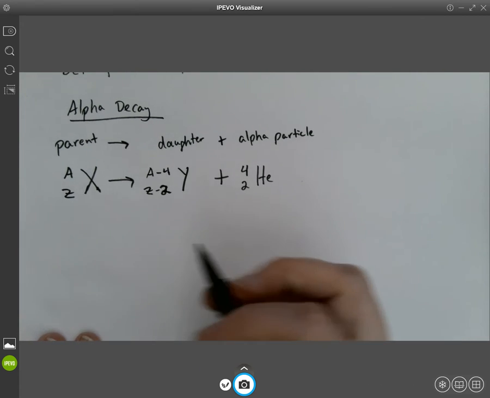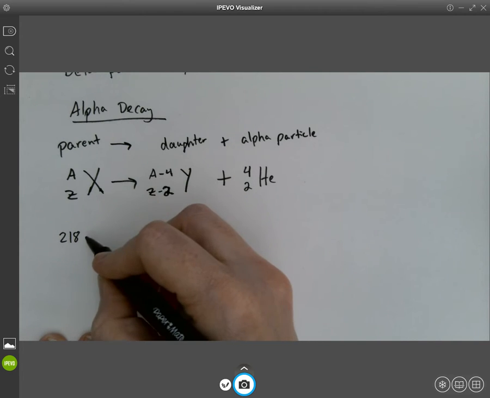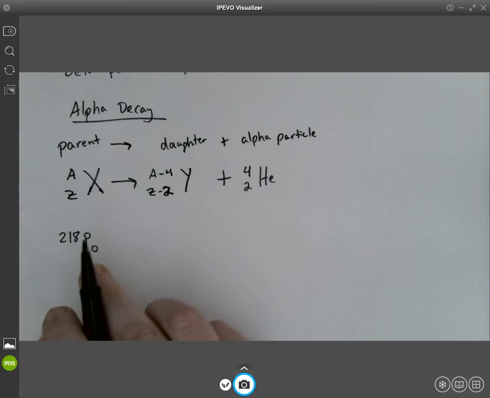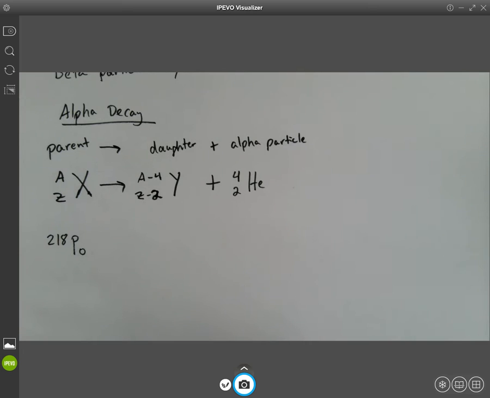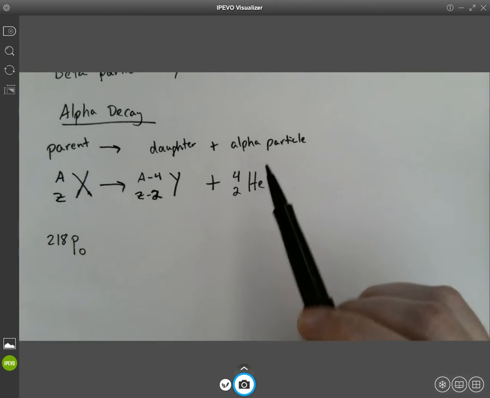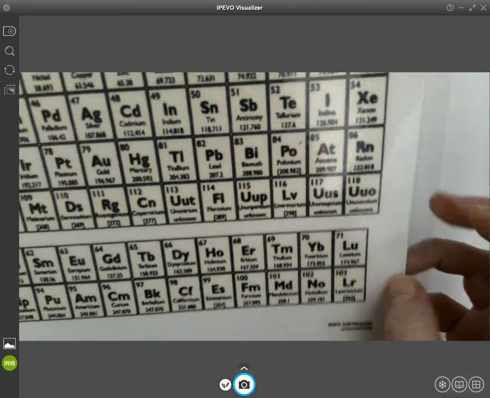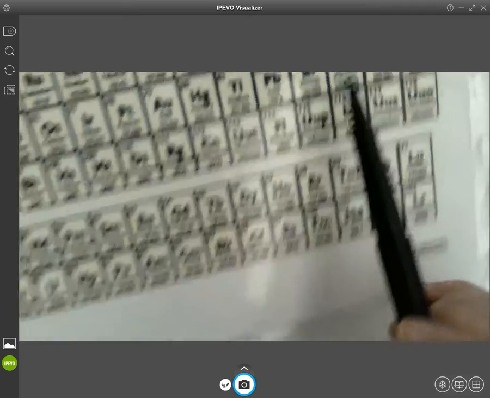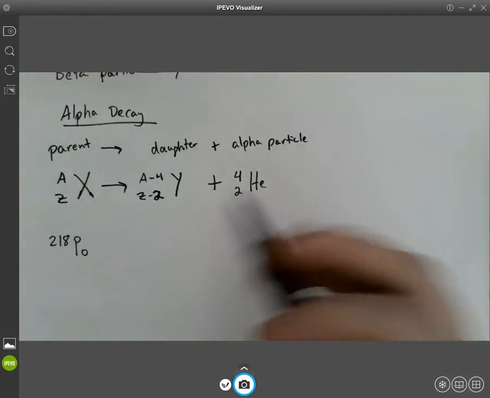We have polonium 218. So we have an isotope of polonium 218, and it is radioactive. We need to figure out the atomic number before we can proceed with this. So we find polonium on the periodic table. There it is. There's polonium, atomic number 84. So I'm going to write that down here.